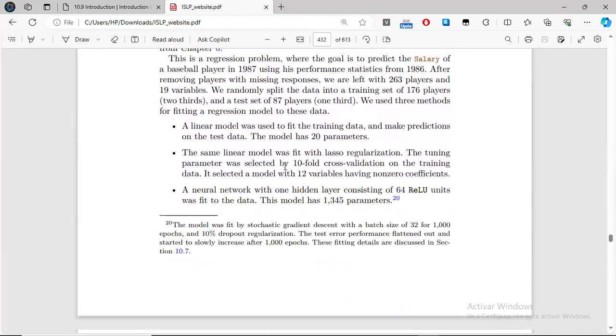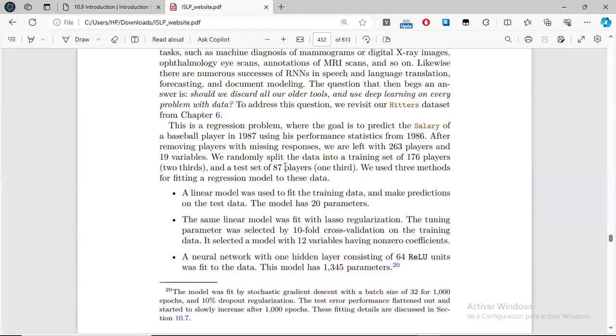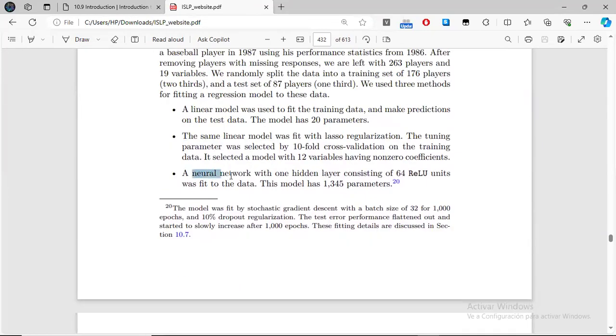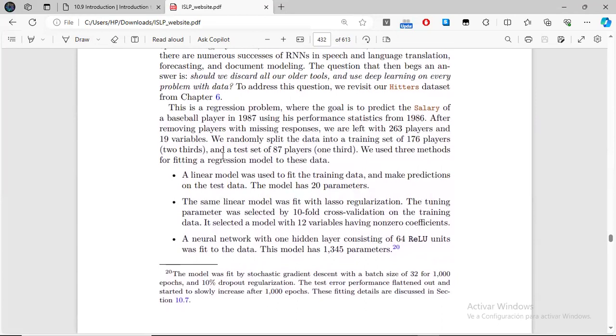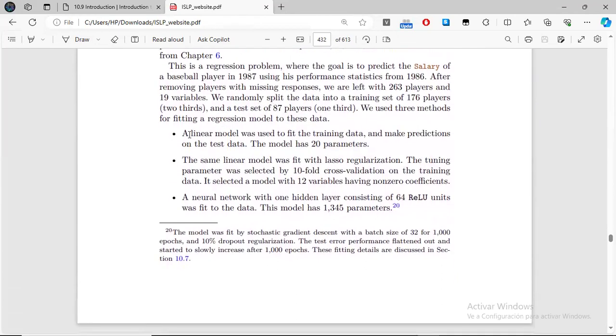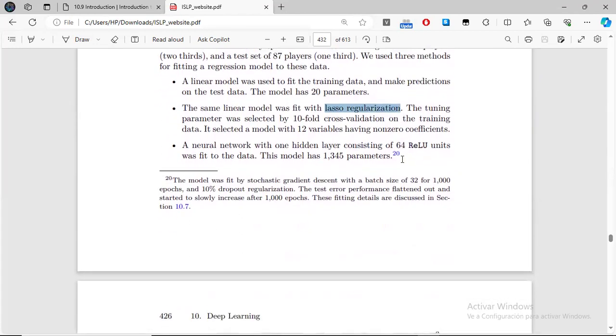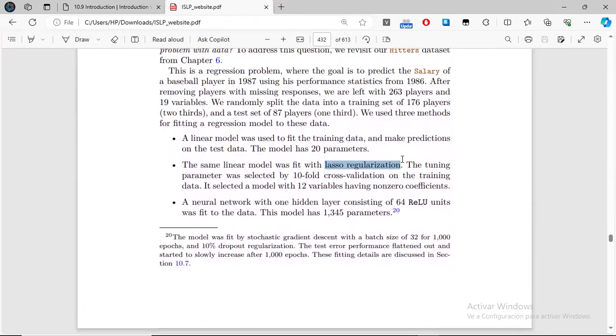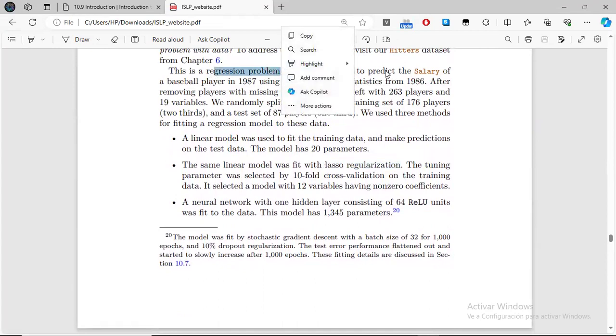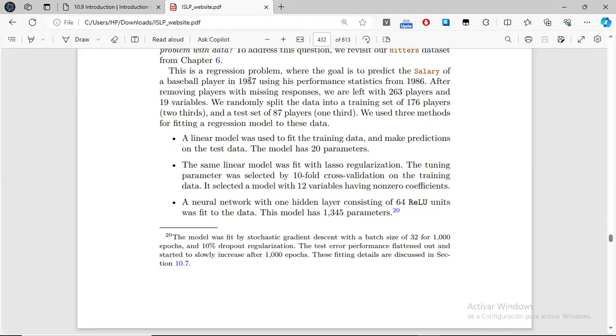So they do a short comparison between a basic example of a neural network, and compare it with tools that we have already covered, a simple linear regression, or maybe a linear regression that was fitted with lasso. So let's see the example that they mentioned. It says a regression problem. We're going to predict the salary of a baseball player in this year, based on performance statistics from the previous year.